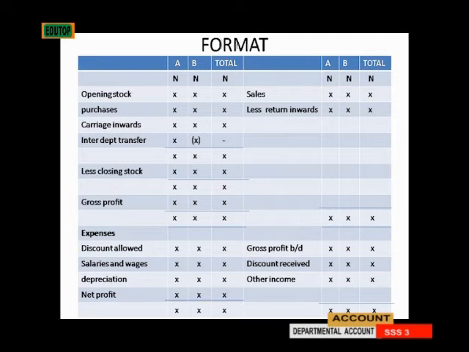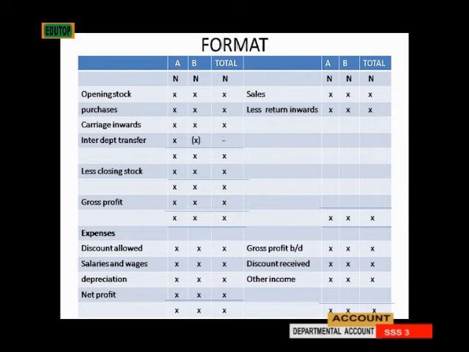Then we have the closing stock and gross profit, then expenses on the debit side, which are discount allowed, salary, and the likes. Then we have a gross profit, under which we have a discount received and the other income. So it has no differences. The same way you prepare your trading profit and loss is exactly how you prepare your departmental account.